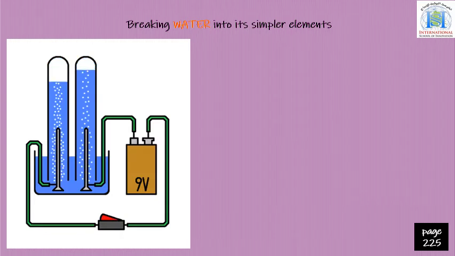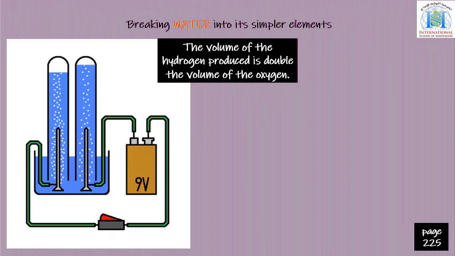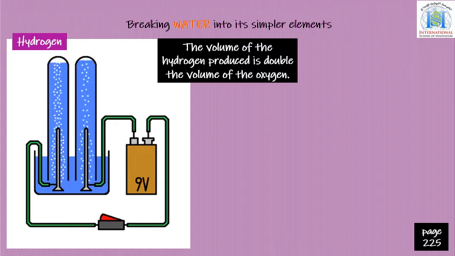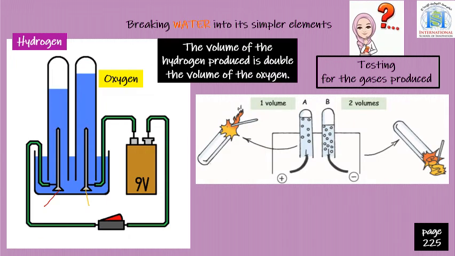As I already said, electrolysis is the process of using electricity to split water into hydrogen and oxygen. The volume of the hydrogen generated is double the volume of the oxygen generated. So we can clearly tell that at this side the hydrogen is produced, and at the second side we have the oxygen generated. And since we know that hydrogen is produced at the cathode, we can tell that this electrode is the cathode while the second one is the anode. Okay, but how do we test for these gases? How do we make sure that these gases are oxygen and hydrogen?